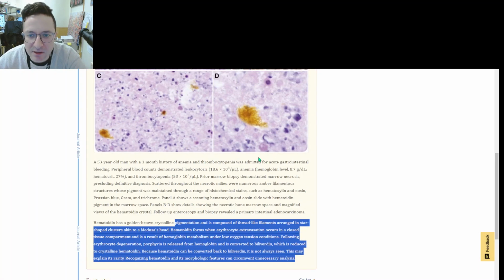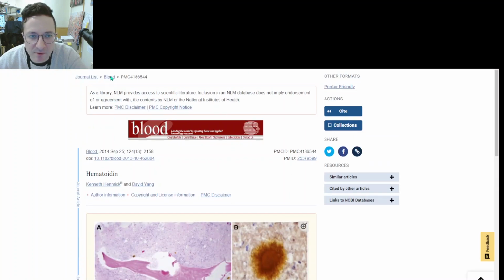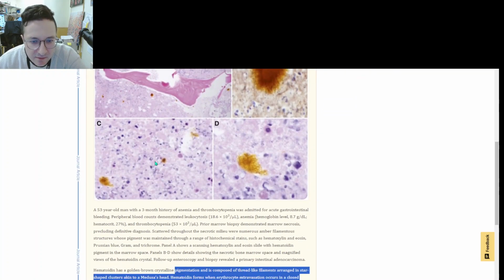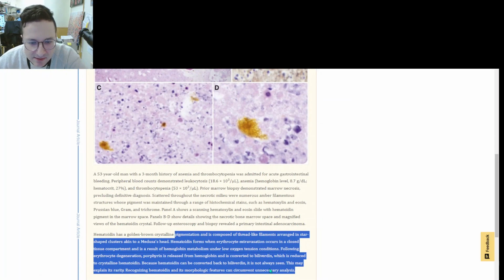And let's look at this. I found this online at PubMed Central talking about hematoidin. It's described as having this golden brown pigment that we saw, composed of thread-like filaments arranged in star-shaped clusters akin to Medusa's head, and it forms when erythrocyte extravasation occurs in a closed tissue compartment, for example the pancreas. It's a result of hemoglobin metabolism under low oxygen tension conditions.